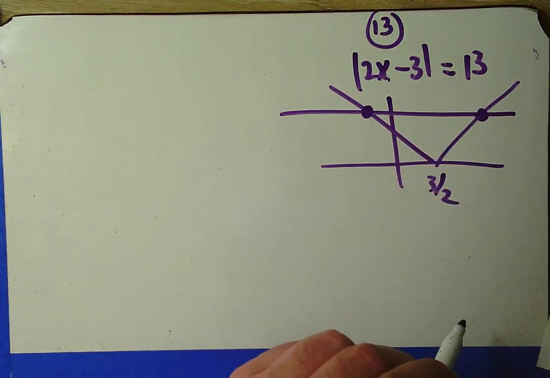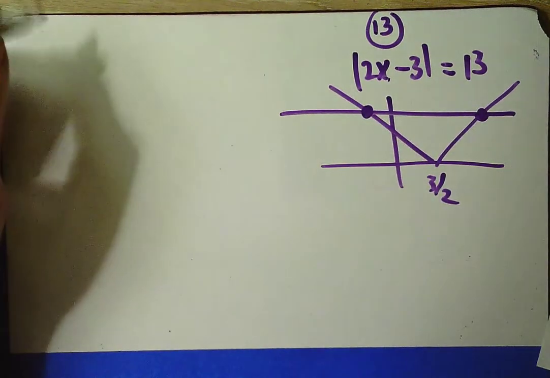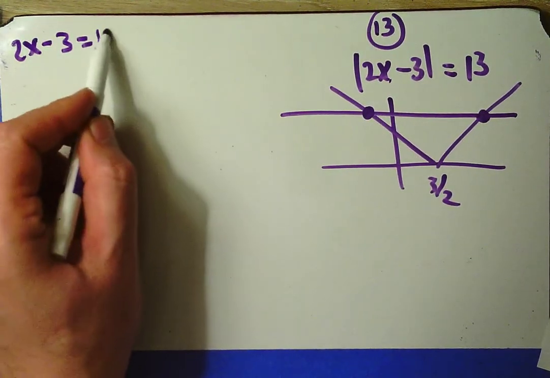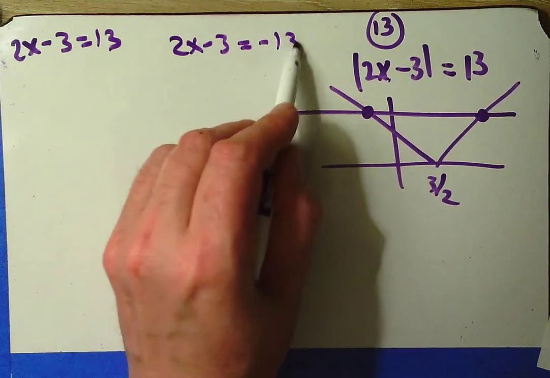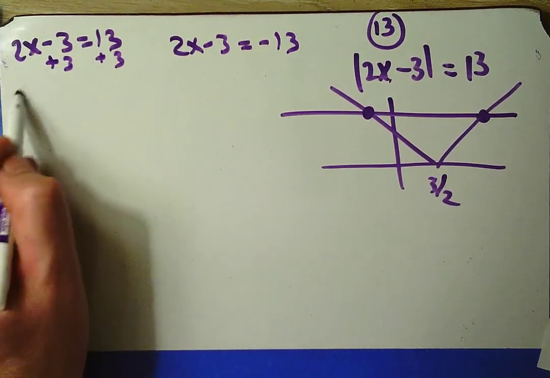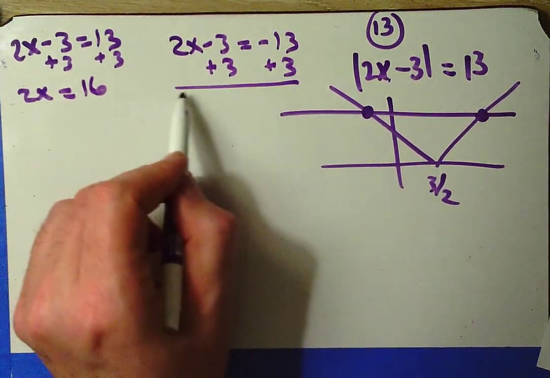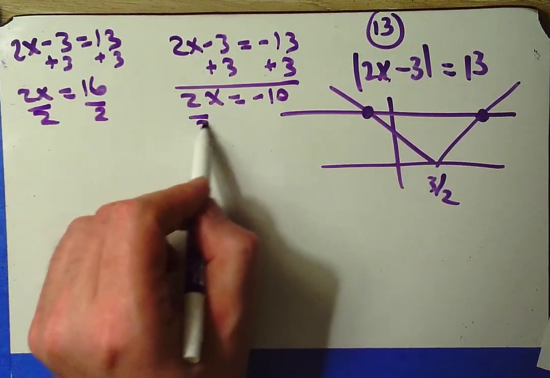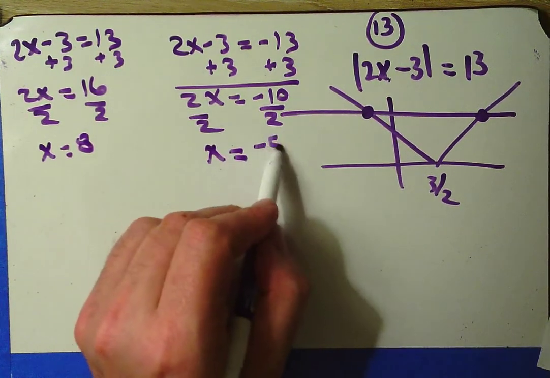Well, they intersect at these two places. I'm expecting a positive and a negative solution. Let's go find them algebraically. We'll write our positive component as 2x minus 3 equals 13, and our negative component, 2x minus 3 equals negative 13. So if I add 3 to both sides, I get 2x equals 16, and if I add 3 to both sides here, I get 2x equals negative 10. I'll divide here by 2, I'll divide here by 2. I'll get x equals 8, and x equals negative 5.